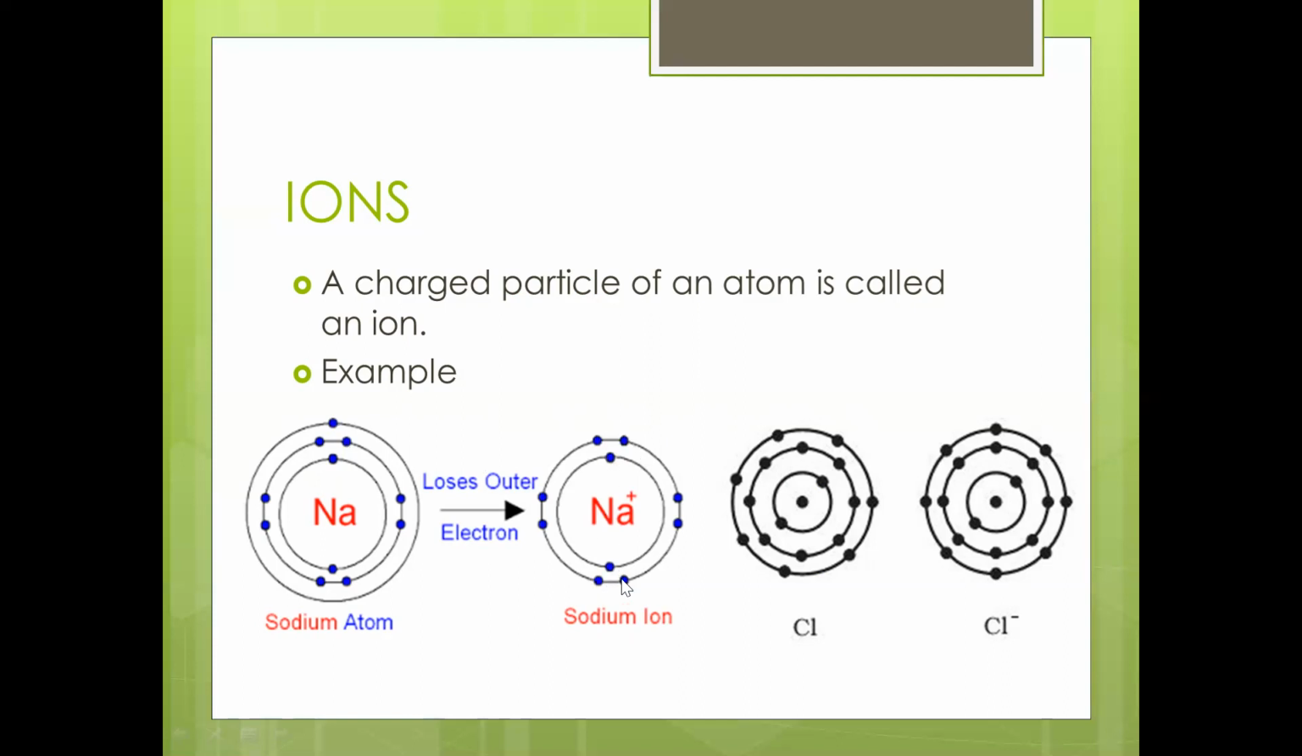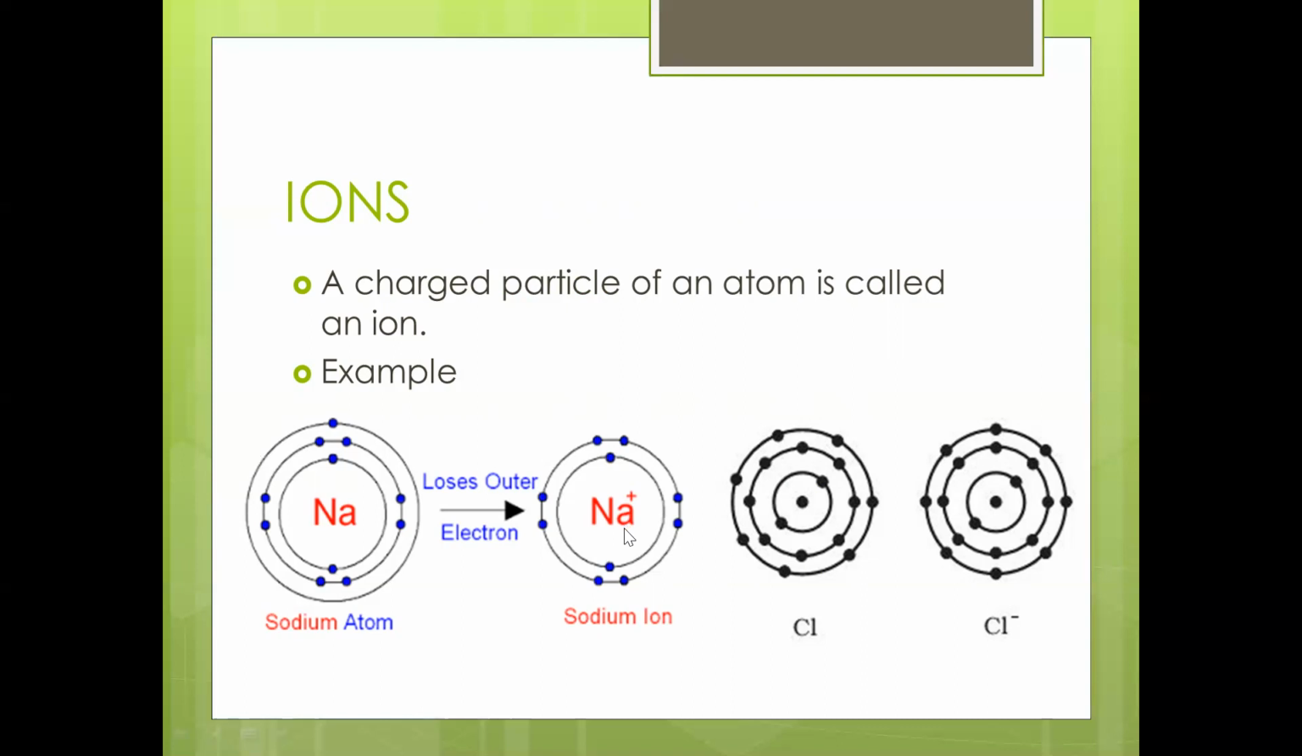Over here you can see this can make a pair, this can make a pair, this can make a pair, and this can make a pair. So it becomes stable. But in this state now we will not call it a sodium atom, rather we will call it a sodium ion. Now the question arises, why do we name it positive?